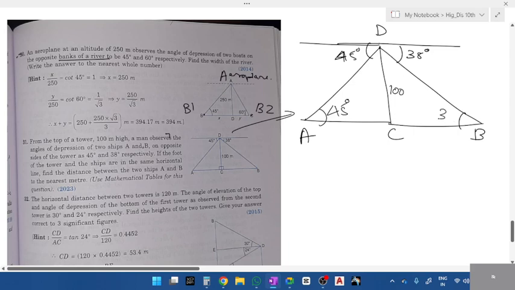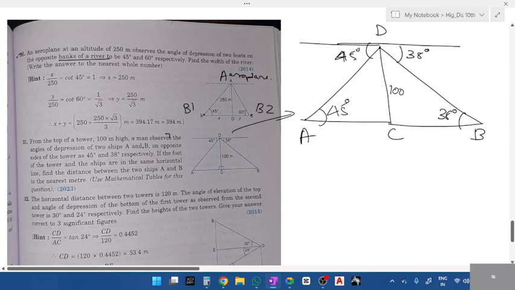Which angle? DB, 38 degrees. Okay. And what did I tell you? If 38 is given, do we have the value with us, I mean in the table? No, right? See, this is important. In 2023, they have given this question.